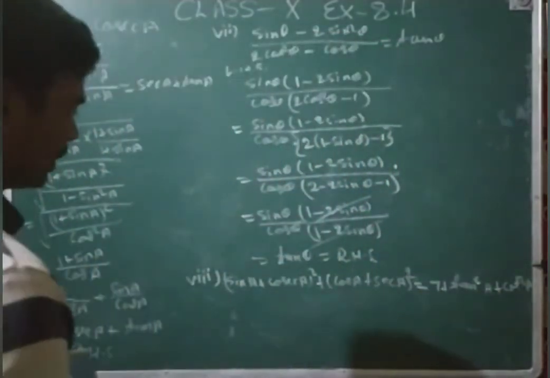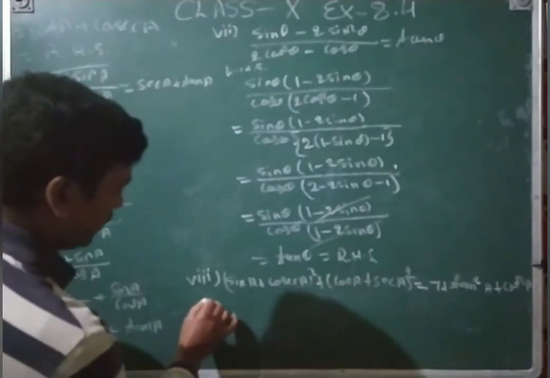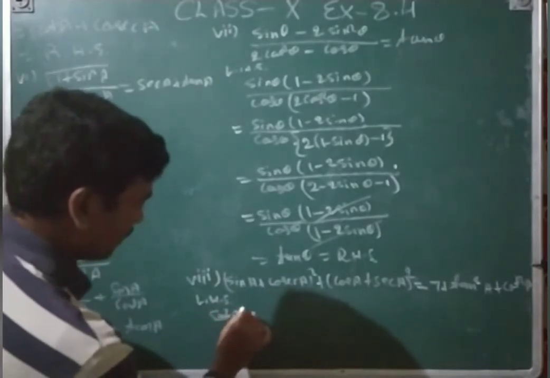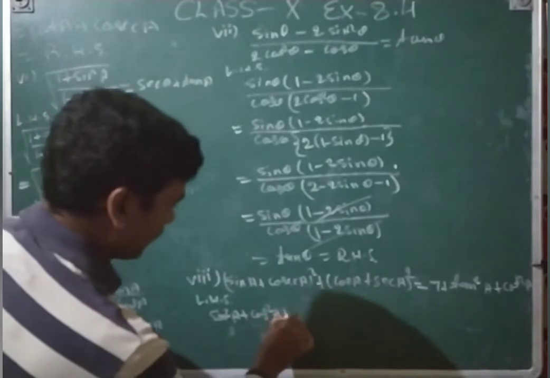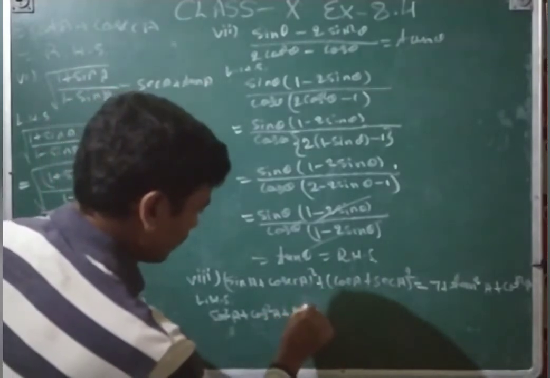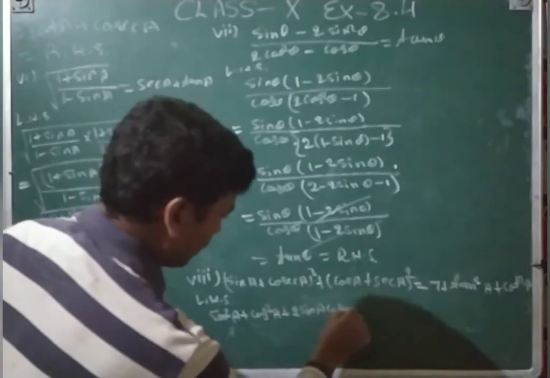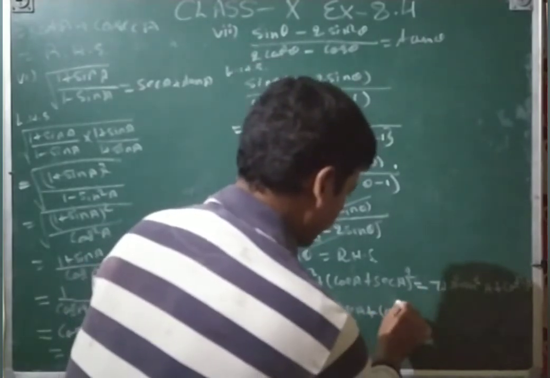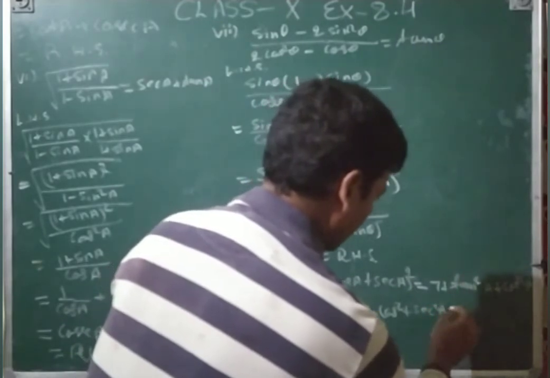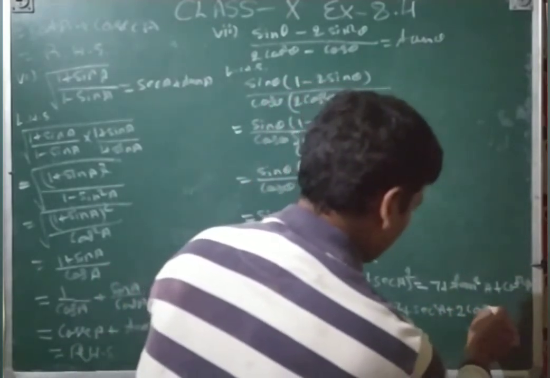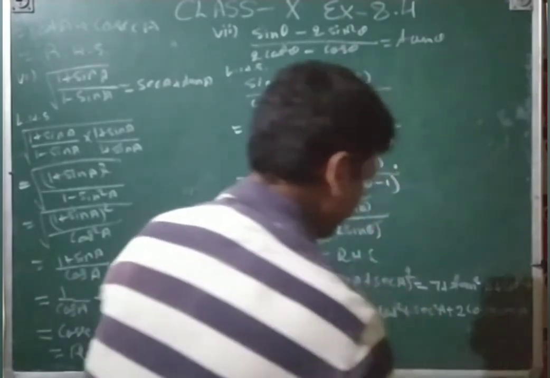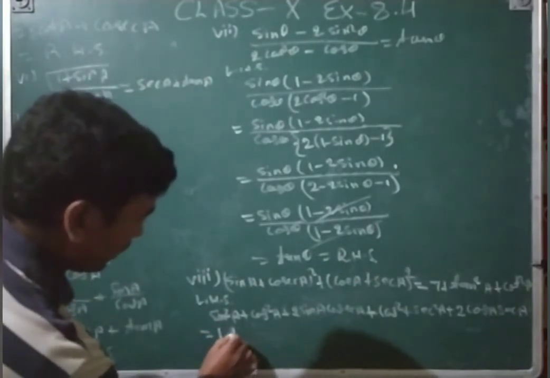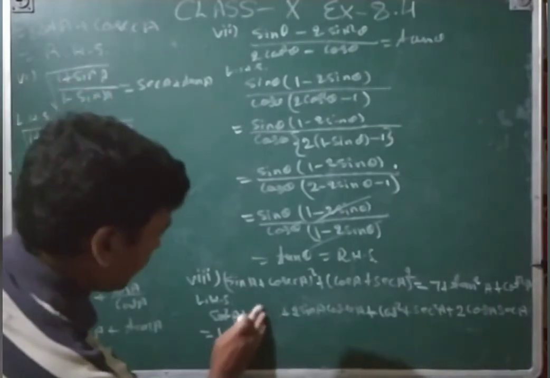So first of all we will open that whole square. So by left hand side, that is sin square A plus cosec square A plus 2 sin A cosec A, and then this one also we will open: cos square A plus sec square A plus 2 cos A sec A. And then sin square plus cos square is equal to 1, plus this is the cosec square A.